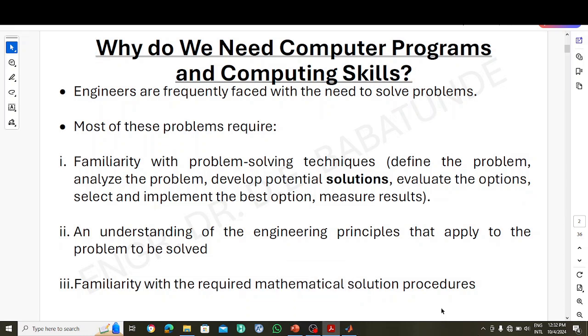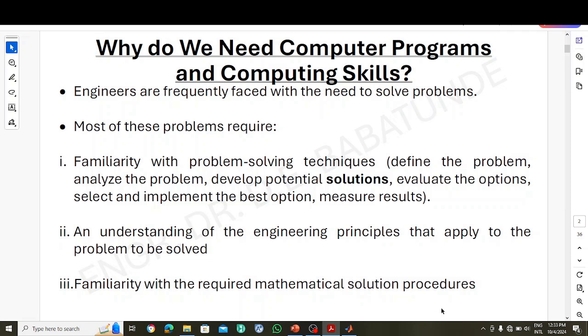So before I go into my plans for today, I think it is necessary for me to let us know why we are even here. Why are we even doing this course? It's necessary for the modern day engineer to have some computing skills, because you will be faced with solving different kinds of problems.